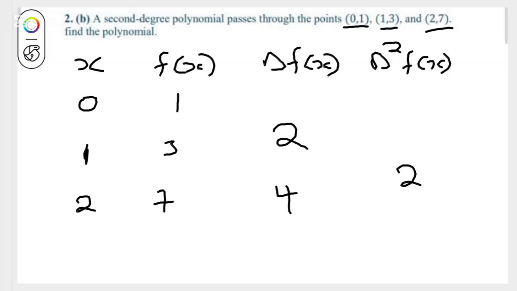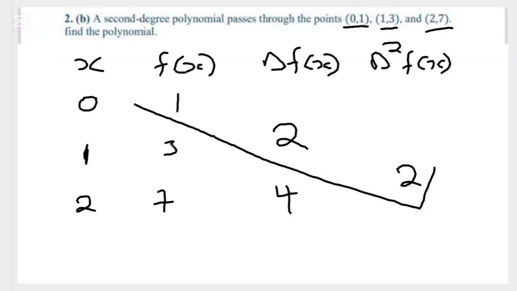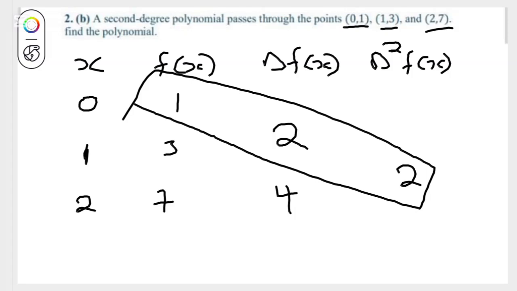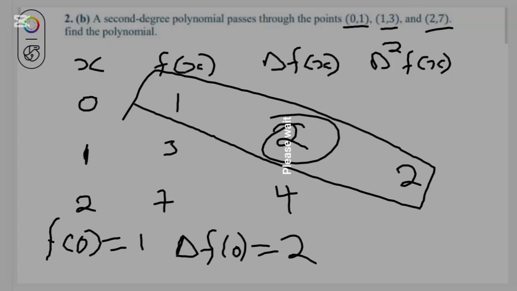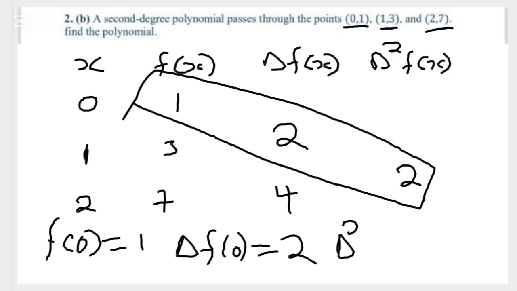The next thing, as you can see, we have something like this, so I'm going to use this. At this point, this f of 0 is the same thing as 1, which is this. And therefore this f of 0 is the same thing as this first 2. And also the square f of 0, or let's say x naught.